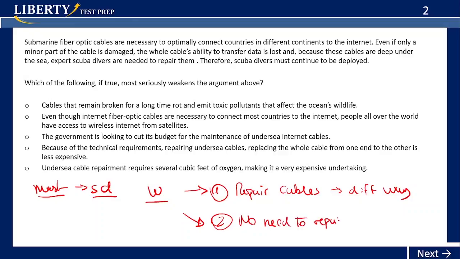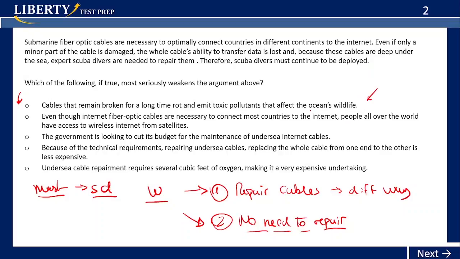Maybe there are other options besides cables, or there are other ways to lay out cables, okay? So those would be the two things we have in the pre-thinking before we even analyze the answer choices. Okay, so let's start with the first one. Cables that remain broken for a long time rot and emit toxic pollutants that affect the ocean's wildlife.